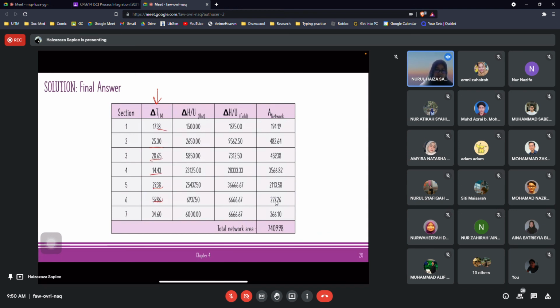Settle. Then find the delta H over U for hot, that's the delta H over U for cold. Then we multiply, sorry, divide. So this total divided by this value, we'll get the area network. All of this gives us the total area, which is how much? Meter square.